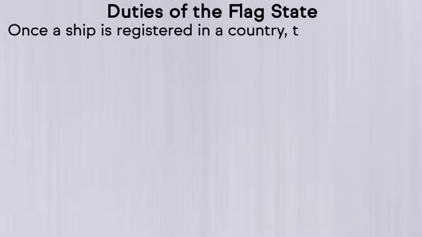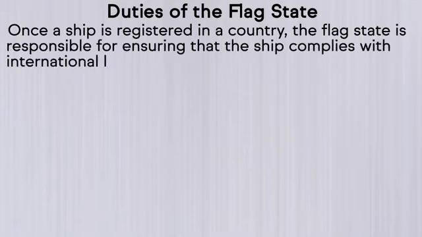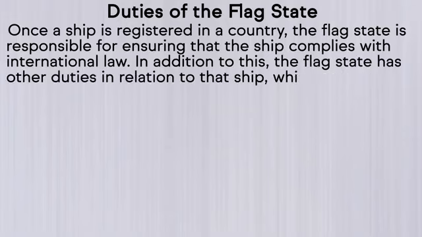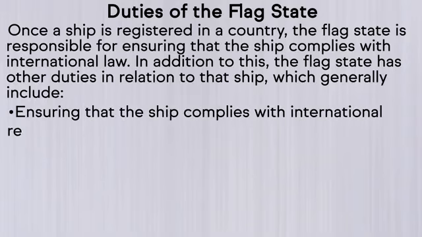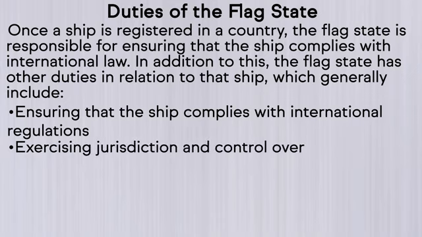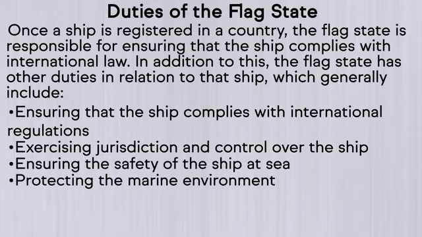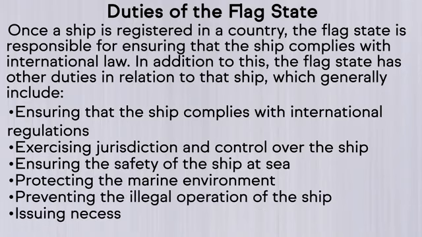Duties of the flag state. Once a ship is registered in a country, the flag state is responsible for ensuring that the ship complies with international law. In addition to this, the flag state has other duties in relation to that ship, which generally include ensuring that the ship complies with international regulations, exercising jurisdiction and control over the ship, ensuring the safety of the ship at sea, protecting the marine environment, preventing the illegal operation of the ship, and issuing necessary certificates.